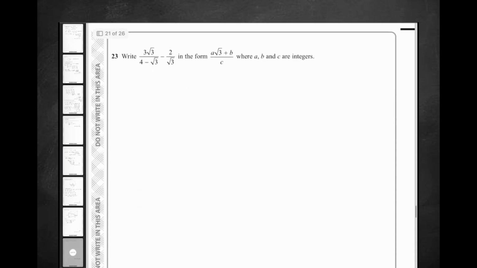Moving on to question 23. Write 3 root 3 over 4 minus root 3, minus 2 over root 3, in the form a root 3 plus b over c, where a, b, and c are integers.